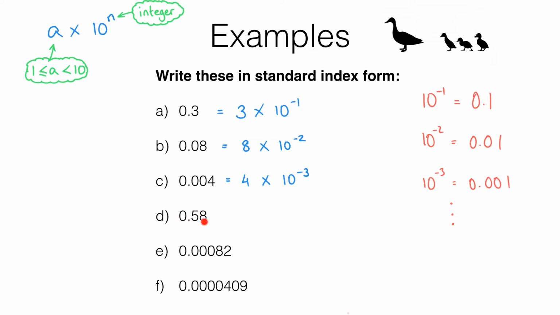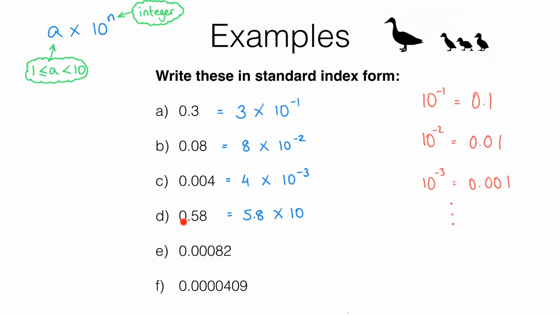I've got 0.58 here. Now that's not between 1 and 10. I need to position the decimal point actually in between the 5 and the 8. So I would have 5.8. So that is a suitable value for a. It's between 1 and 10. And that is going to be multiplied by 10 to a power. 10 to the power of what though? How do I find this index?